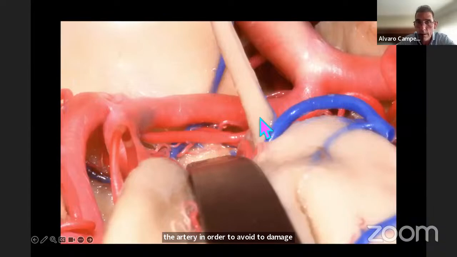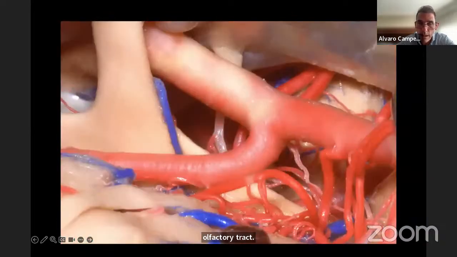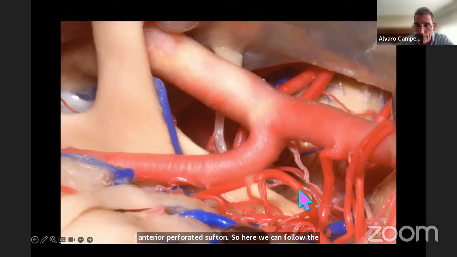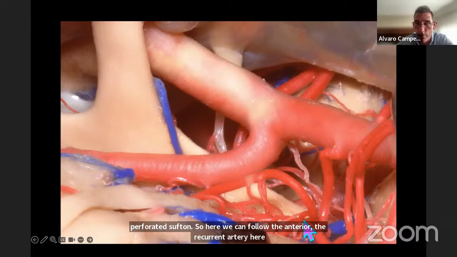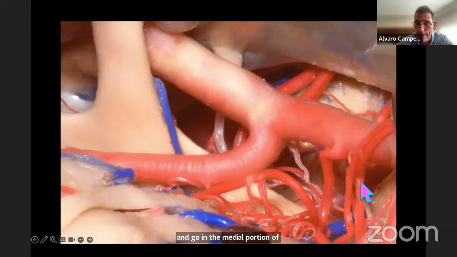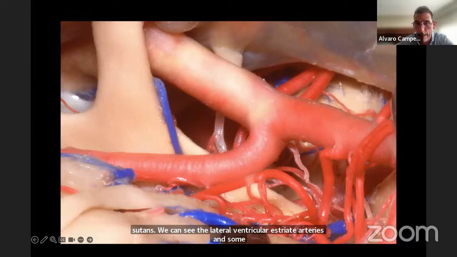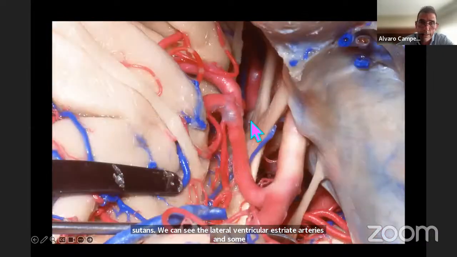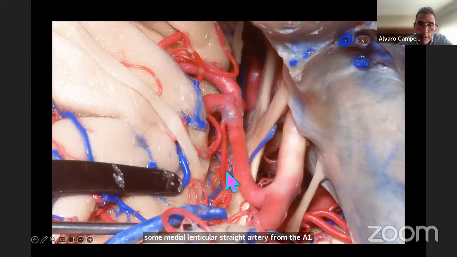It goes below the olfactory tract, going to the anterior perforate substance. So here we can follow the recurrent artery as it goes into the medial portion of the anterior perforate substance. We can see the lateral ventricular striate arteries and some medial lenticulostriate arteries from the A1. And in this view, we can see the whole trajectory of the recurrent artery.